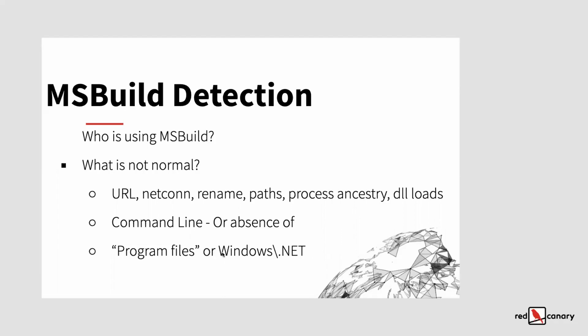And even the command line piece, the absence of it. I think we saw that recently where there wasn't any command line to it. A normal build command line is going to have maybe 15 to 20 parameters to influence the build. Yeah, there you go. Copy the files and all that stuff.